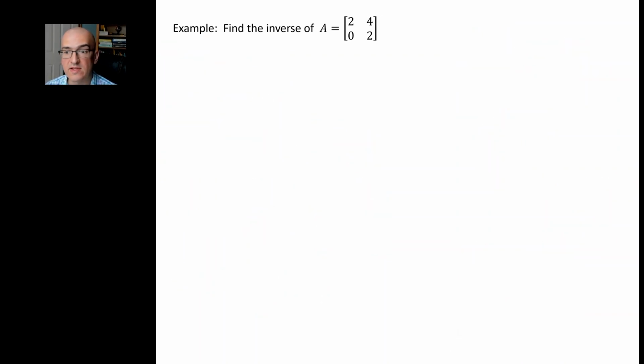Next example, find the inverse of this guy. All right, same thing, same recipe. I'm not going to write the recipe, I'm just going to do the recipe. So step one, 2, 4, 0, 2, 1, 0, 0, 1. I have a problem. I have a leading 1 problem. I want to divide by 2.